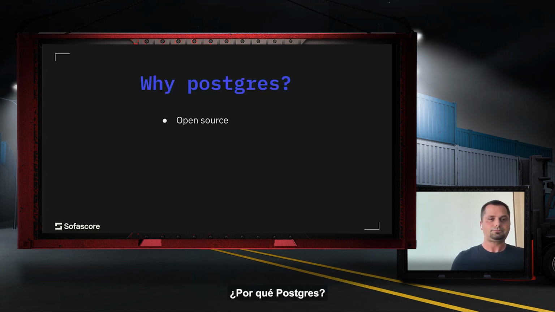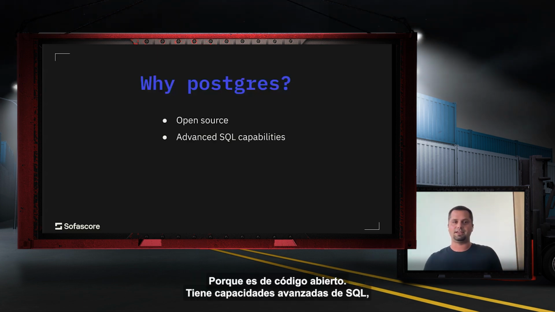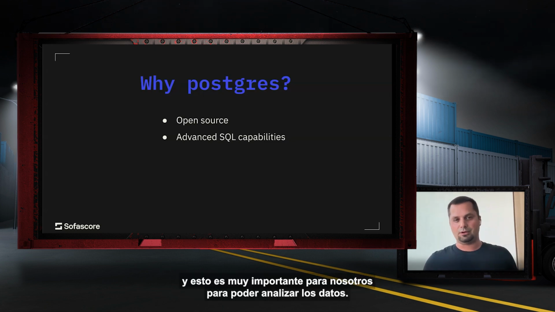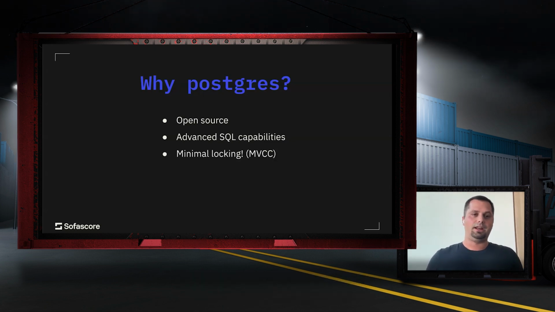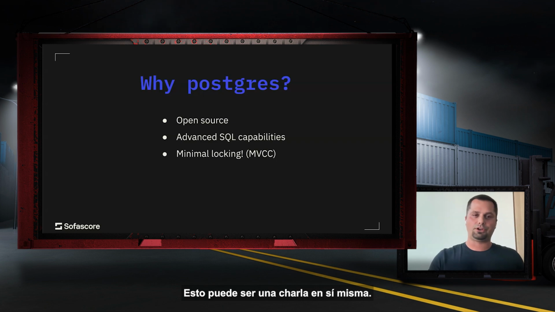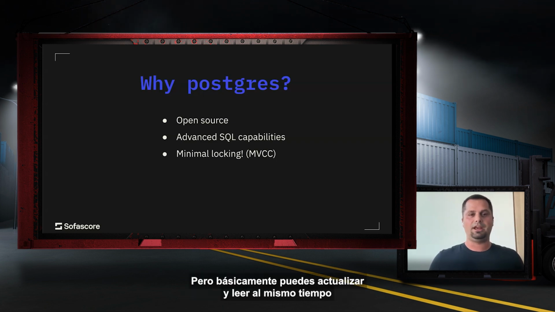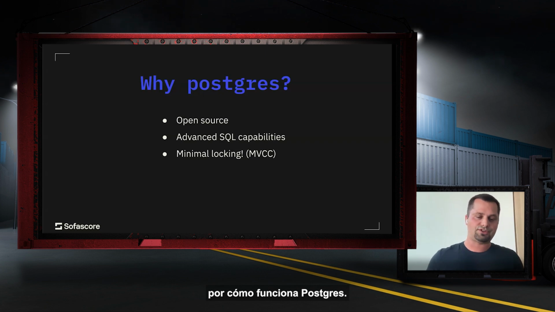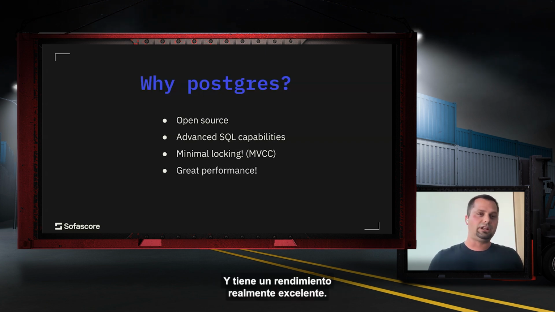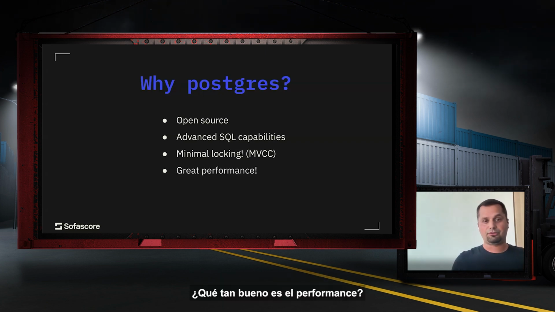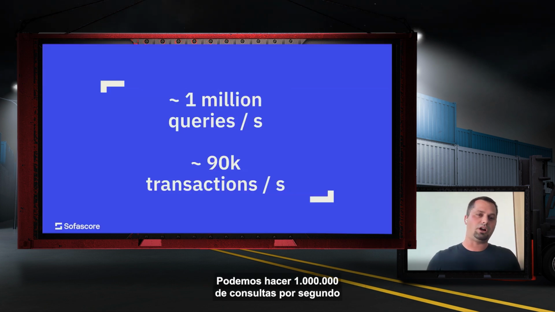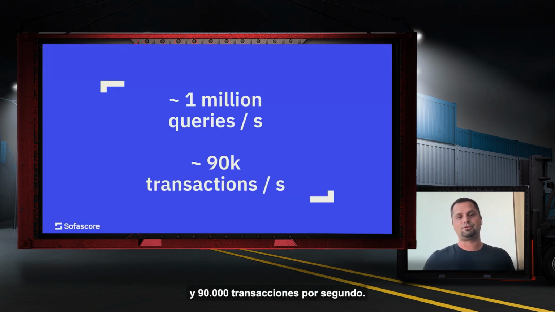Why Postgres? Because it's open source. It has advanced SQL capabilities, and this is really important to us to be able to analyze the data. It has minimal locking. This can be a talk all in itself, but basically you can update and read at the same time because of how Postgres works. And it has really great performance. How great performance? We can do 1 million queries per second and 90,000 transactions per second.